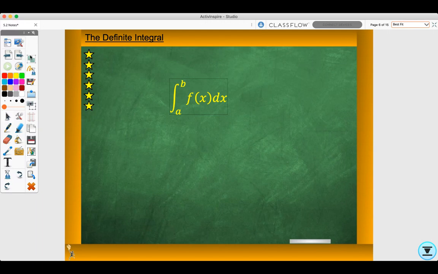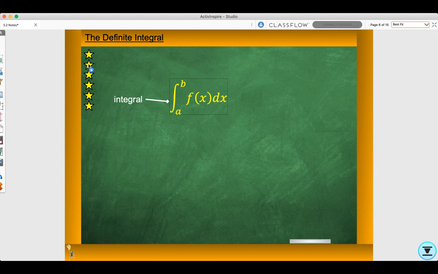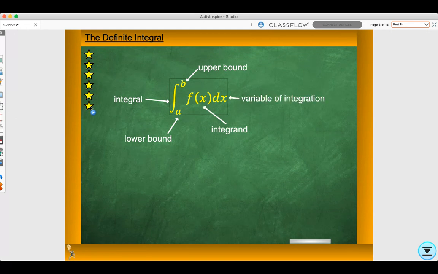This is what a definite integral looks like. That long S is the integral. b is my upper bound. a is my lower bound. f of x is my integrand. And dx is my variable of integration.